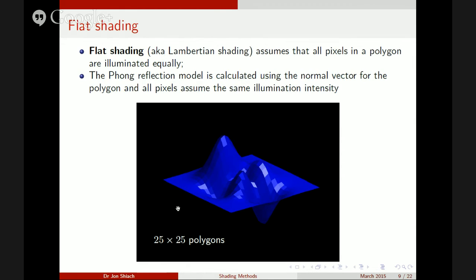What I've got here is a function in MATLAB called peaks. I've just used it to create some 3D surface. It doesn't matter what 3D surface you have, I've just used this. It is created using 25 by 25 polygons, so there are 25 polygons in this direction and 25 polygons in that direction. And you can see with flat shading, you can sort of make out the individual polygons.